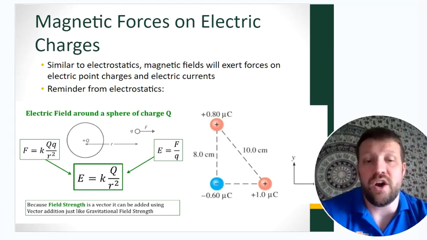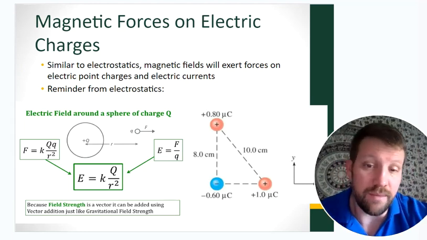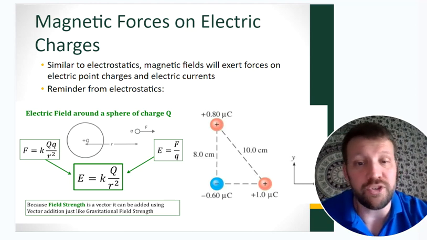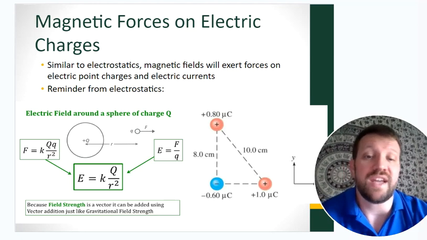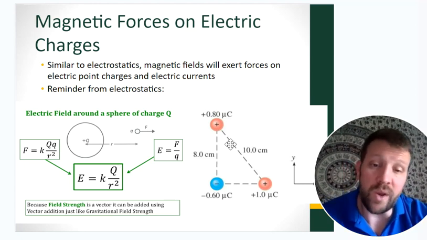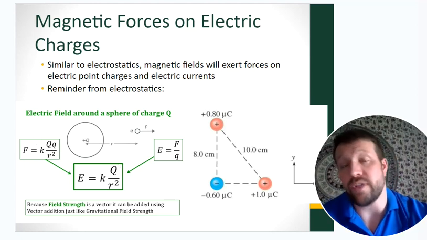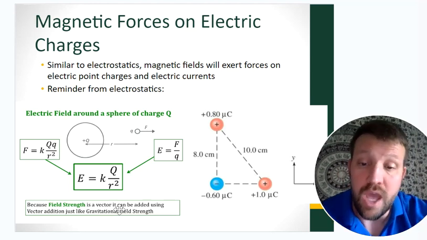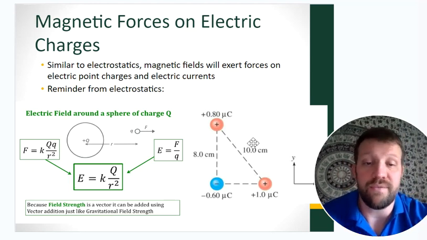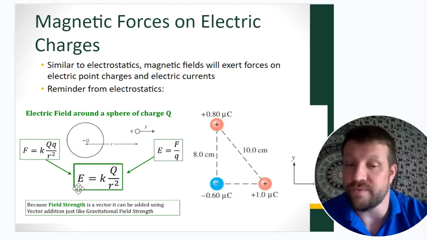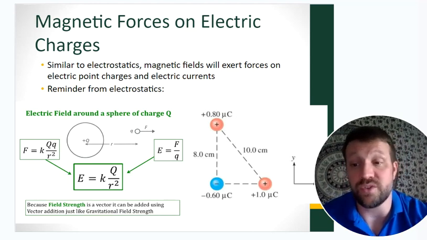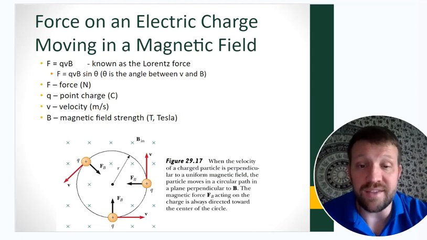So magnetic forces on electric charges. We might have to bring this in also, but right, similar to electrostatics, magnetic fields, they'll exert forces on electric point charges and electric currents. So this is our quick reminder from electrostatics. I won't give you flashbacks. We finished that not long ago. But if you need to pause and look back through some of this stuff, we talked about interactions of point charges at different distances and how fields vary as you move away from them and so forth and so on. Same kind of thing is going to be happening here.